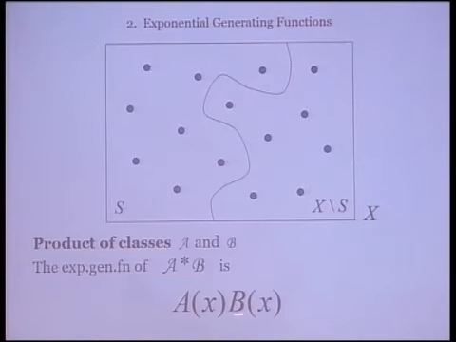If you're going to do an exercise, this is the best exercise to do for starters. Prove for yourself that with this definition, the exponential generating function of A times B is the product of the generating functions of A and B. That's a very nice little exercise.